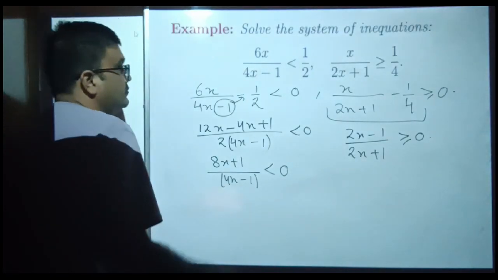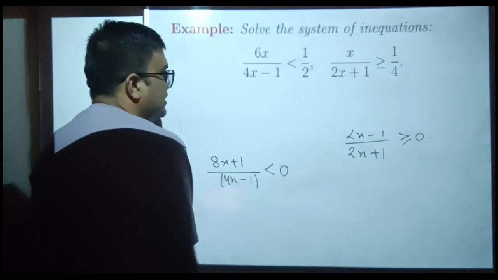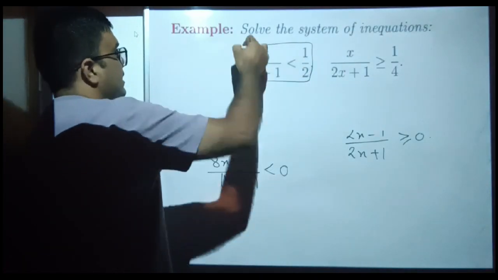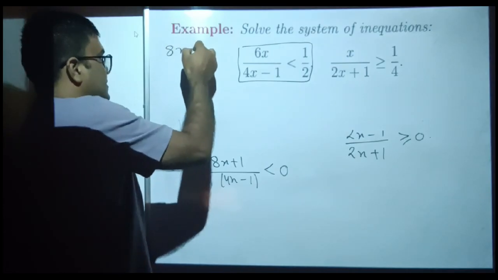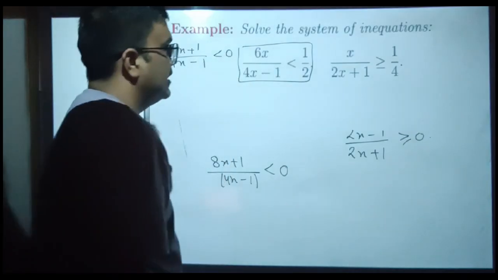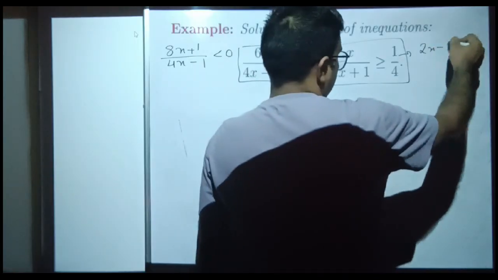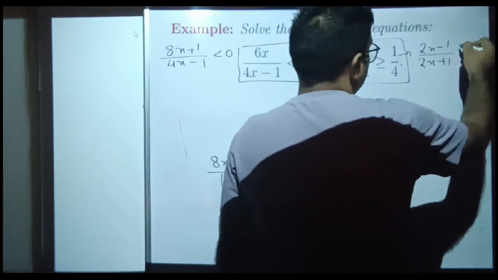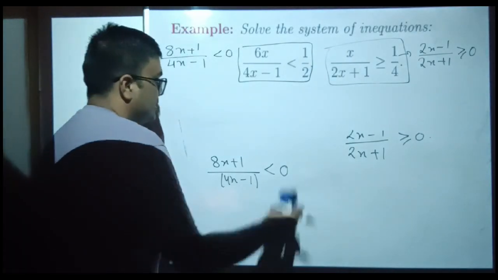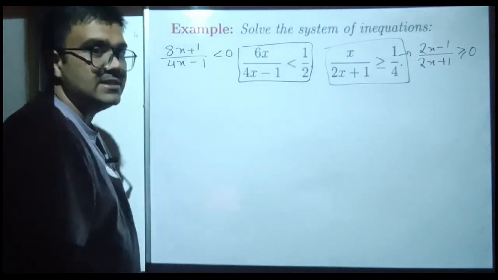Now, what our question is transformed to: earlier these were the two inequalities given to us. This inequality has changed to 8x plus 1 over 4x minus 1 is less than 0. This inequality has changed to 2x minus 1 over 2x plus 1 is greater than or equal to 0. These are simultaneous inequalities. We are talking about those values of x which satisfy both these conditions.